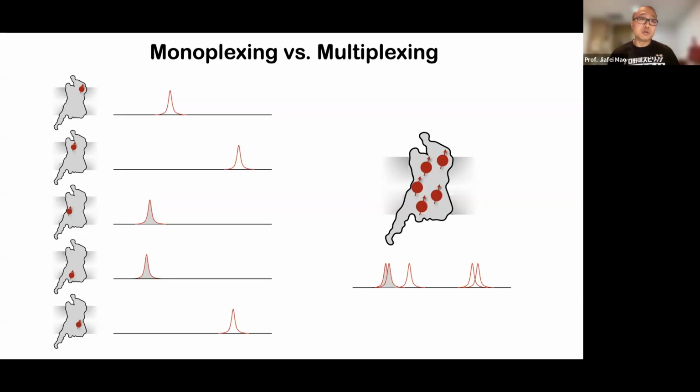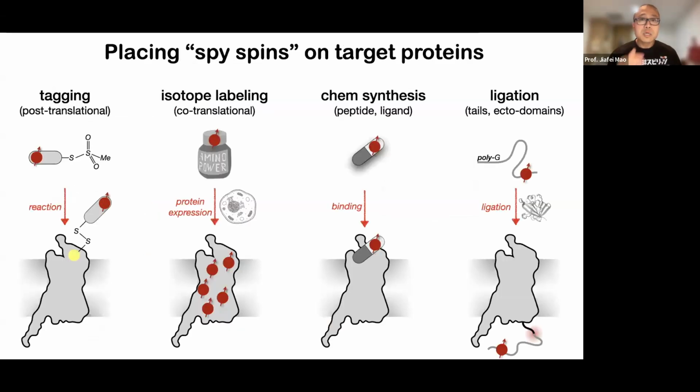But it will be better to get something. So if you just label everything, in some cases you have excellent signal, but you just don't know which is which. At the end of the day, I think this kind of signal is useless. So how do we actually do different monoplexing?